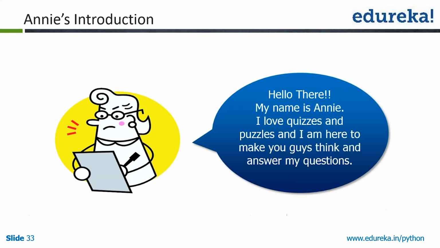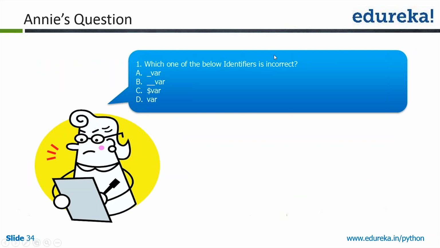That question comes from our regular friend in all the courses called Annie. She's quite inquisitive and helps you understand some of the concepts better by posing challenging questions. So here is one question from her. She says, which one of the below identifiers is incorrect, whether it is _var, __var, $var, or var? I leave it up to you to think about it and answer. Rahul, Anand, Jeff, Elvis, Tom, any guess?